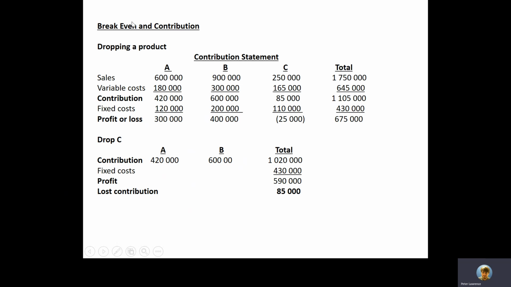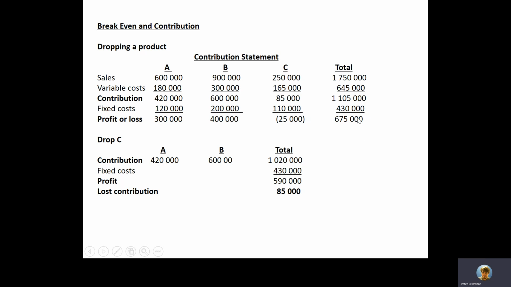Now, when we split those costs up, we can see that C actually makes a positive contribution of £85,000. Its fixed costs of £110,000, those are what are causing it to make a loss. However, remember that fixed costs remain regardless of how many products you make. So if you stop making C, you've still got to make that product.